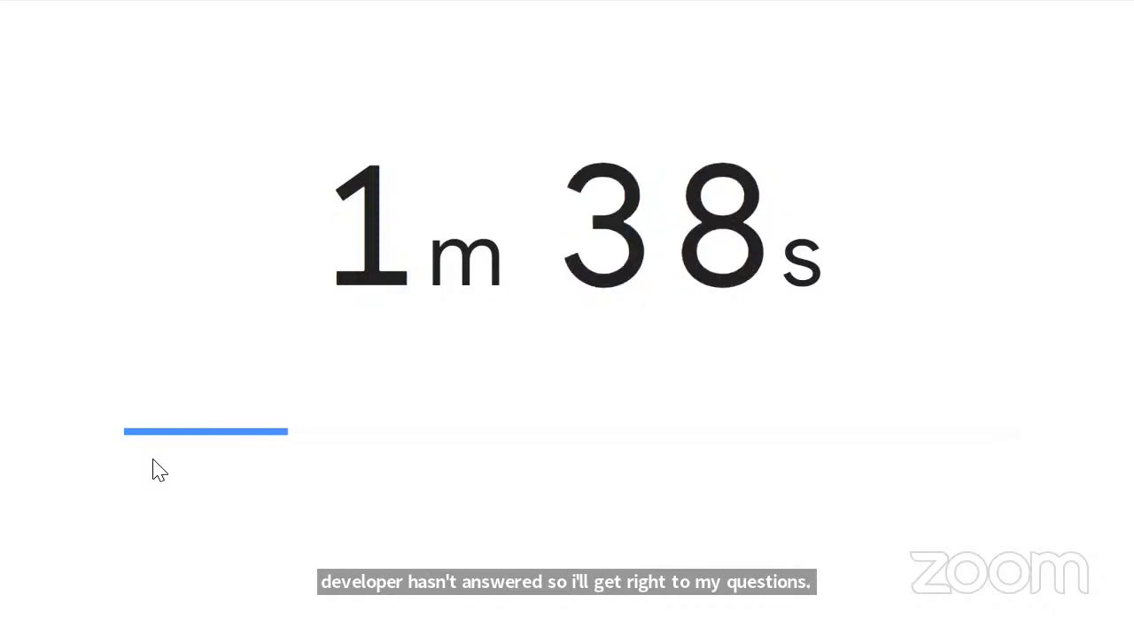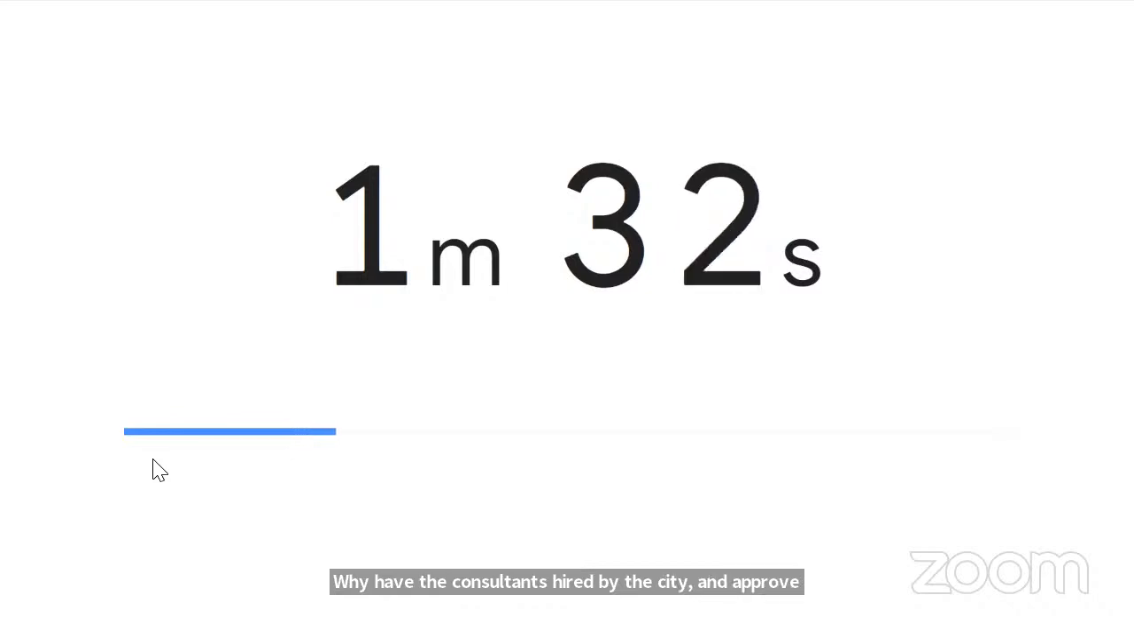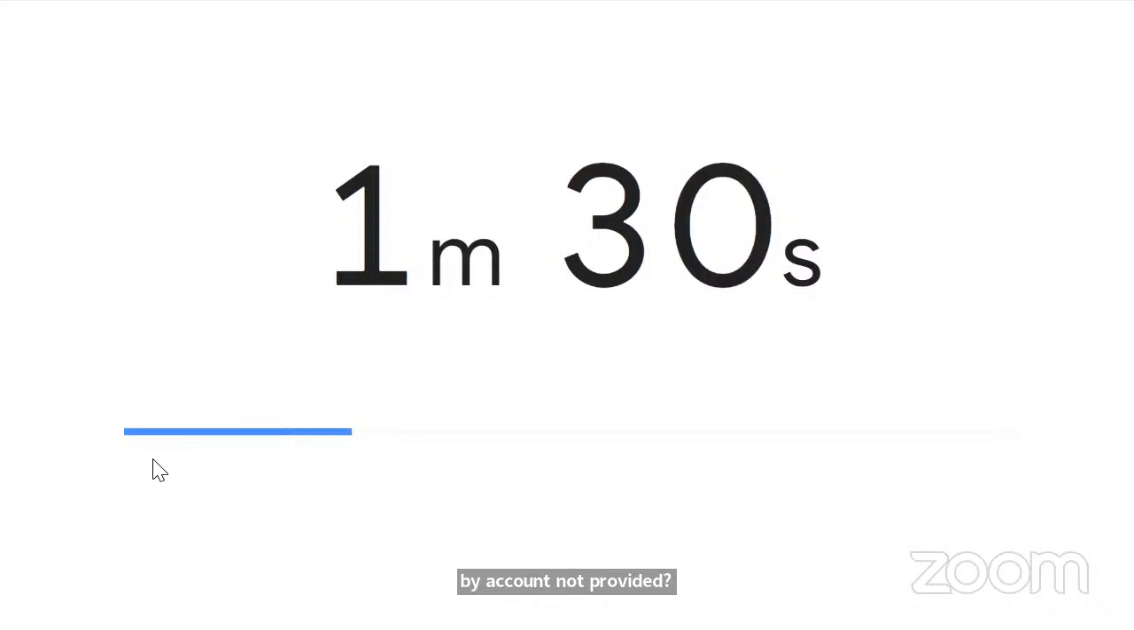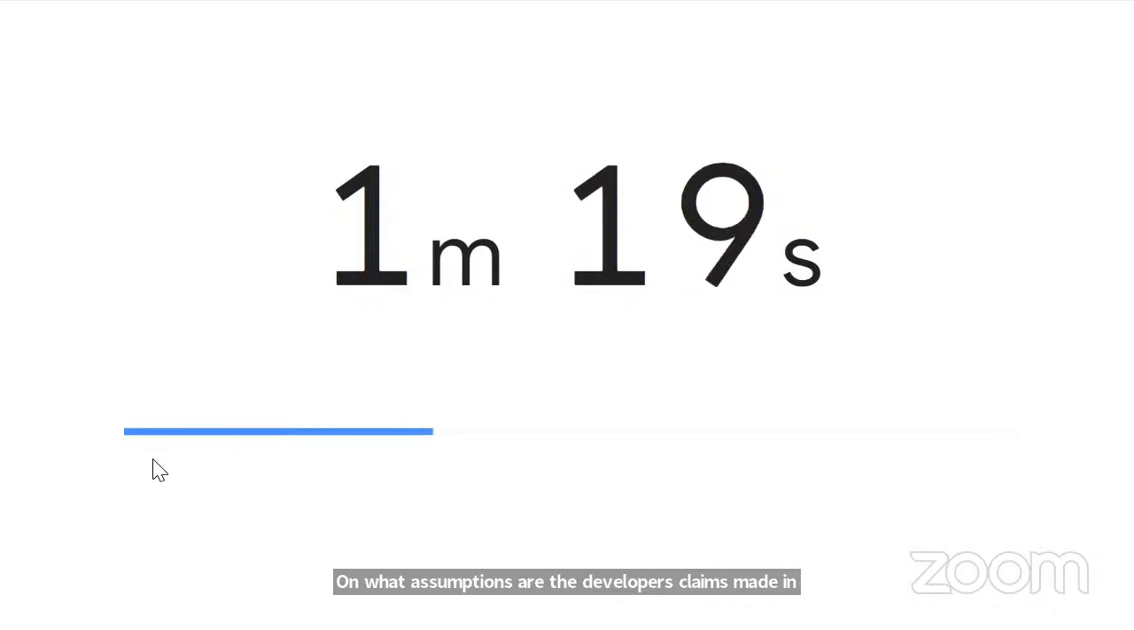Why have the consultants hired by the city and approved by SunCal not provided the council and city attorney with background information and clear data in support of their verbal claims? On what assumptions are the developers' claims made in terms of profit for the city, short and long term?